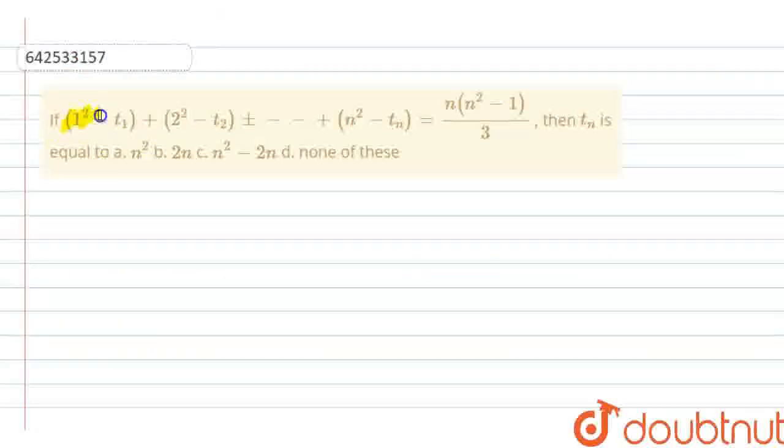Hello everyone, so the question is: if 1 square minus t1 plus 2 square minus t2, and this proceeds up to n square minus tn, is equal to n into n square minus 1 upon 3, then the value of tn is. We are given 4 options, we have to find the answer and tick which of the options is correct.